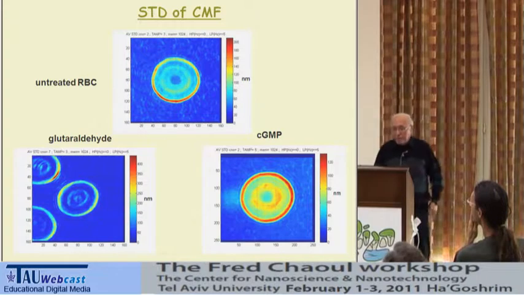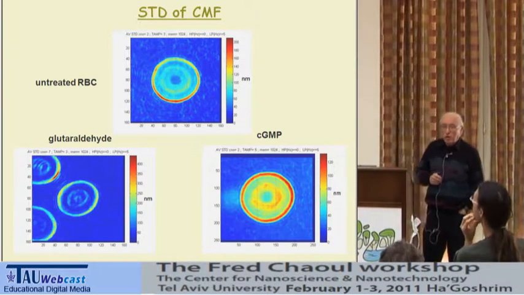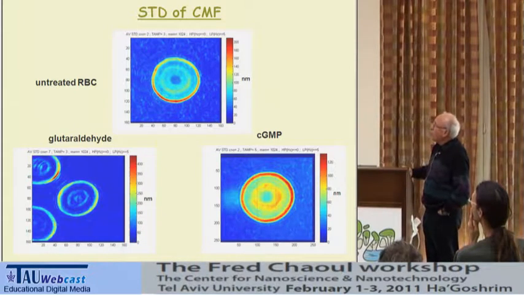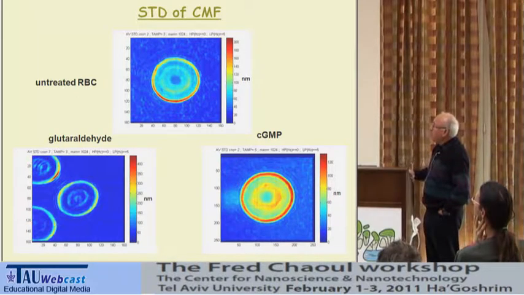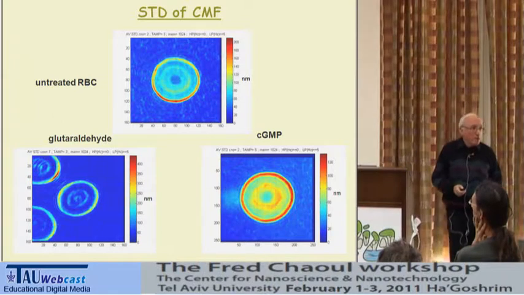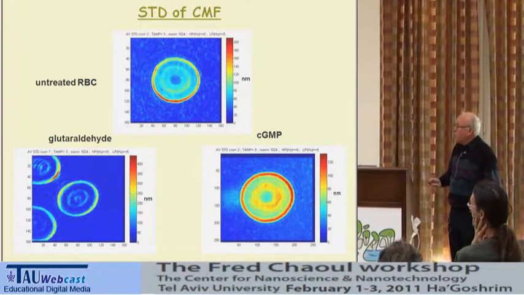If we take now the standard deviation, that means the fluctuation over the whole cell, we see that normal untreated red blood cells have a radial dependence of fluctuation in this range, in the range of, let's say, up to 100 or 120 nanometers, the highest one. But when we treat it chemically, it even increases. Please pay attention that the scale here is different from the scale here. But when we cross-link with glutaraldehyde, so it's chemical cross-linking of the whole cell, we do have attenuation of fluctuations.